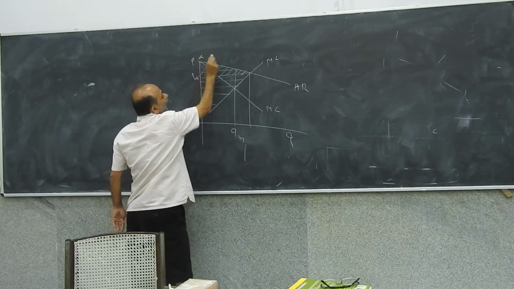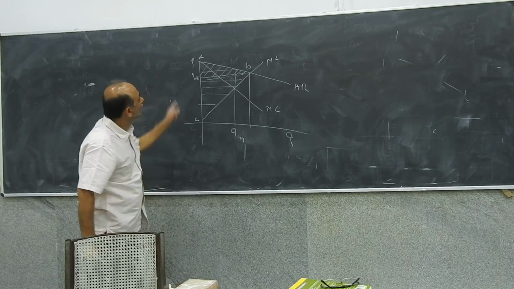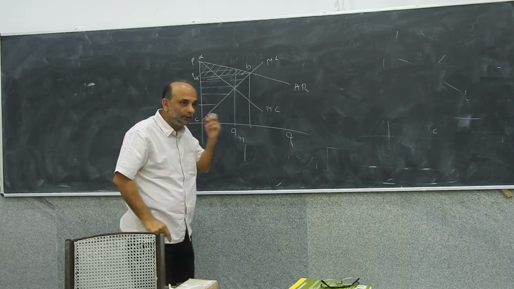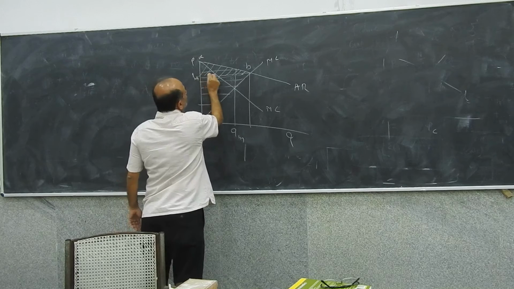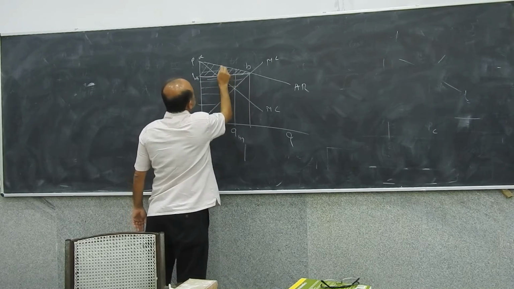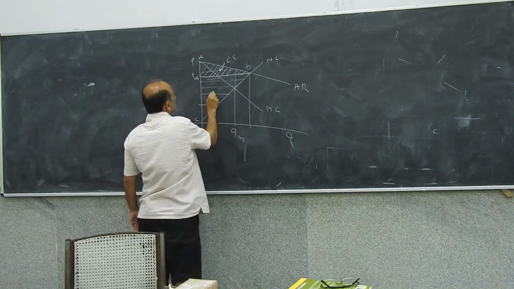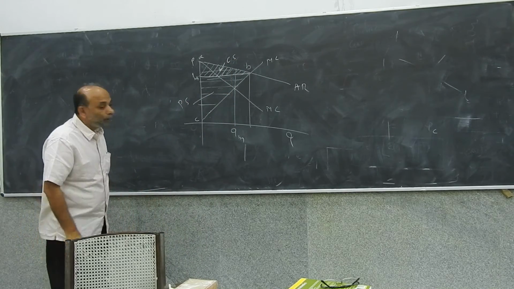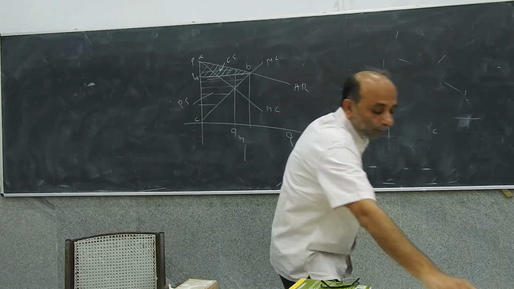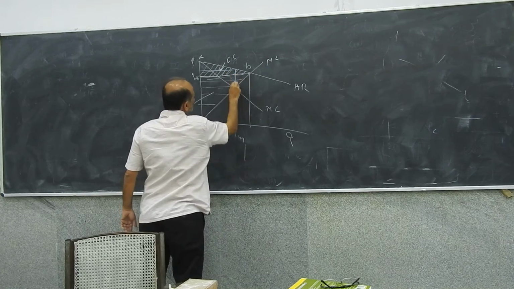So if I call this A, if I call this B, and if I call this C, then the area of this triangle ABC would have been the total surplus to society. This is what the consumer surplus would have been. Consumer surplus. This is what the producer surplus would have been. In the monopoly, what do we have in monopoly? In monopoly, we have this.